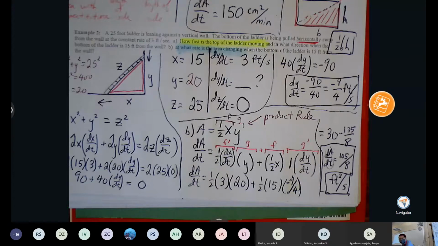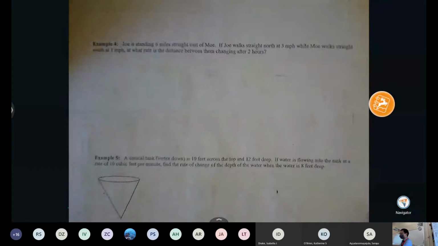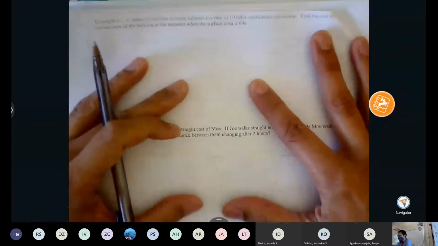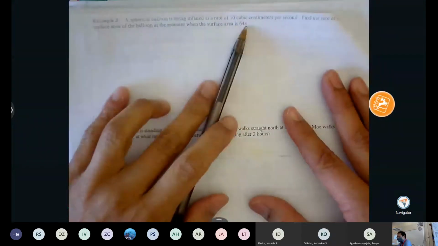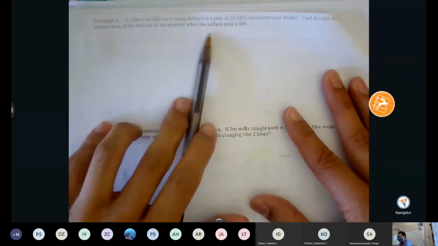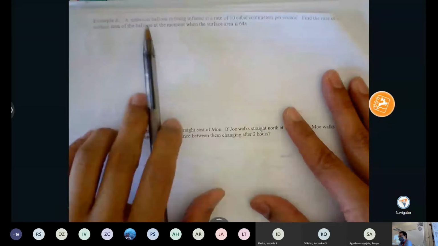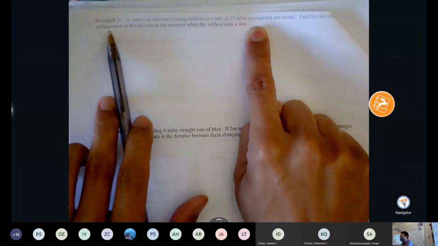Okay, let's go to the back page. And let's look at number 3. So the problem reads, a spherical balloon is being inflated at a rate of 10 cubic centimeters per second. Find the rate of change of the surface area of the balloon at the moment when the surface area is 64 pi.